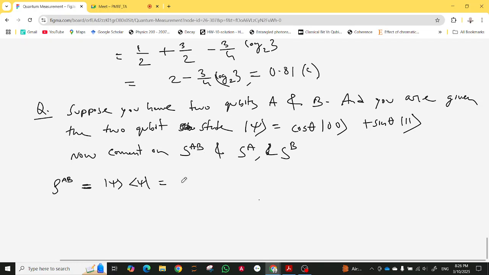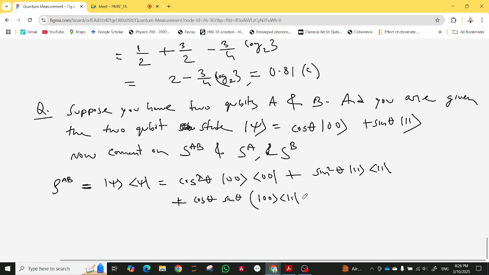Psi psi will be cos square theta, this is 0 0 0 0, right? Plus sin square theta 1 1 1 1 plus cos theta sin theta, you will get this 0 0 1 1 plus 1 1 0 0. Okay, this is your rho AB.